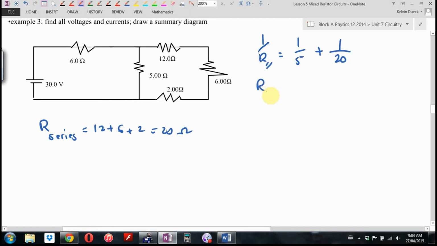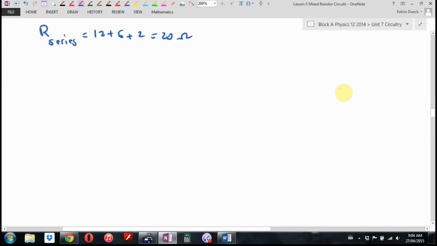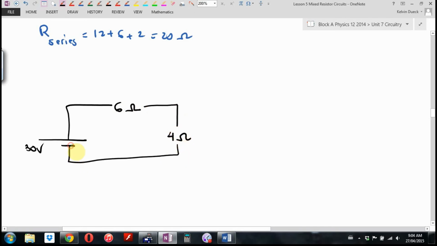What is our parallel? 4? Nice. So, the mathematical equivalent to this circuit is a 30-volt source. What's the resistor up top here? How big? 6. And you've just told me that whole mess can be replaced with that.